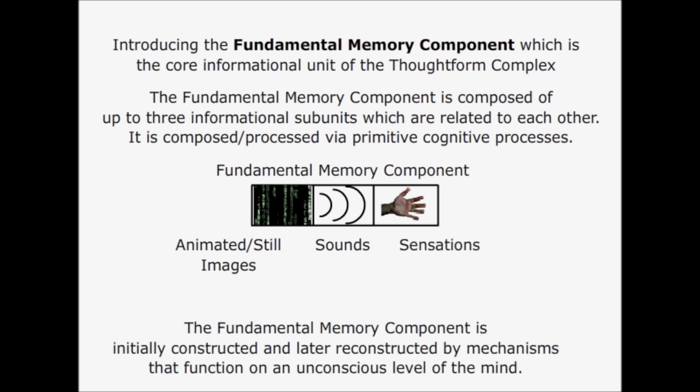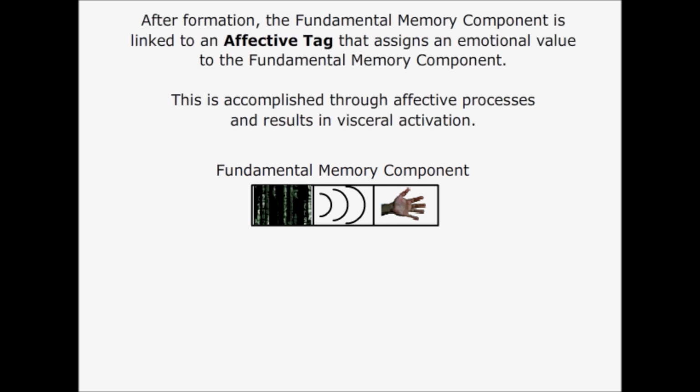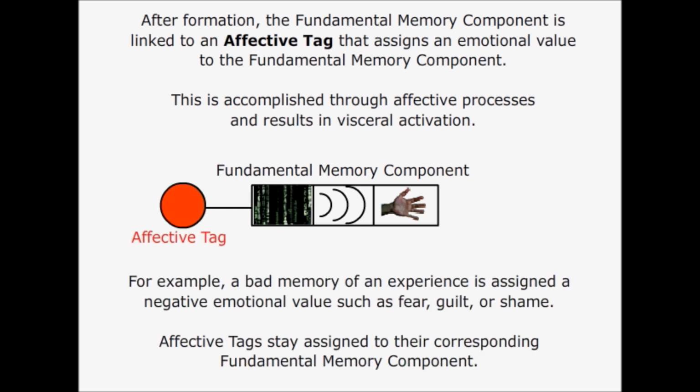The fundamental memory component is initially constructed and later reconstructed by mechanisms that function on an unconscious level of the mind. After formation, the fundamental memory component is linked to an affective tag that assigns an emotional value to the fundamental memory component. This is accomplished through affective processes and results in visceral activation. For example, a bad memory of an experience is assigned a negative emotional value, such as fear, guilt, or shame. Affective tags stay assigned to their corresponding fundamental memory component.